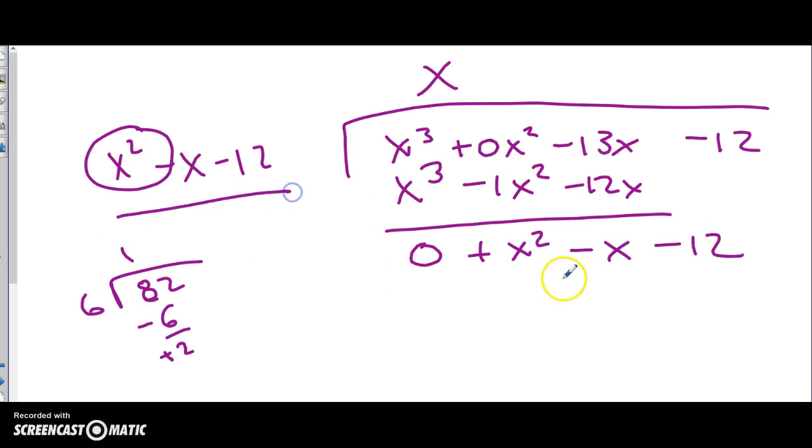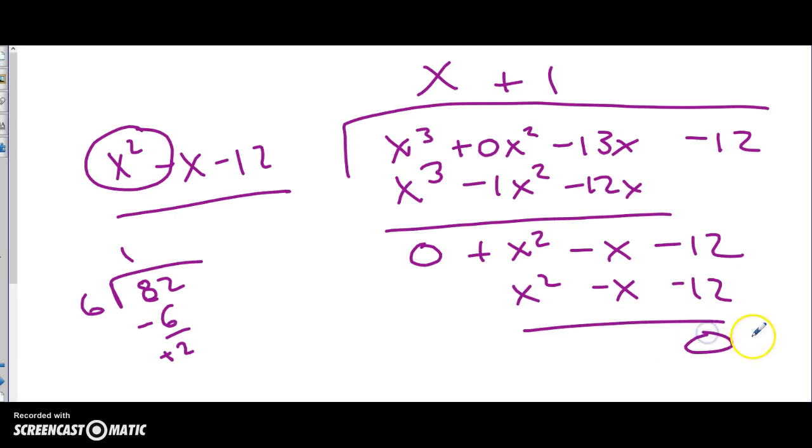And lo and behold, that is this. So if I say, how many times does x squared go into x squared? It's 1. And then everything just kind of goes from there. And when you look at it, there's no remainder. Same with the other one. You want no remainder. If it divides properly, there's no remainder.